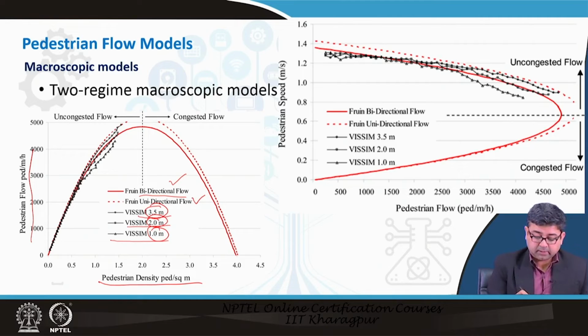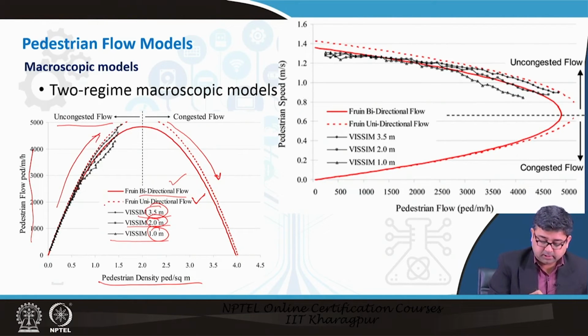However, when he started looking at unidirectional flows, meaning people moving on the same footpath in only one direction, otherwise bidirectional meaning on the same footpath they are moving in both directions, he saw, if you look at the dotted red line, that there are two different models. In the uncongested flow, the model goes like this, whereas in the congested flow, the model goes like this. So, there are two different models, the dotted dashed lines.